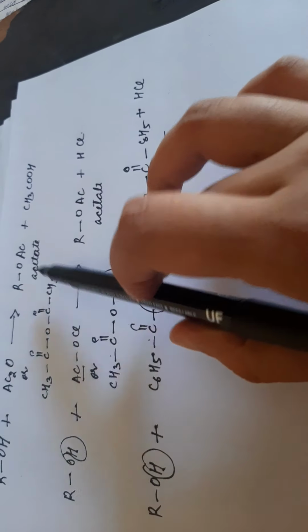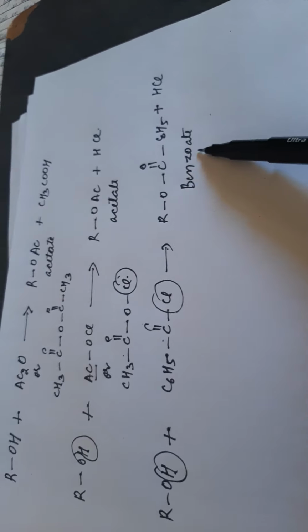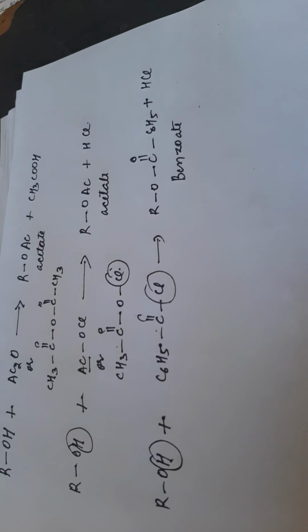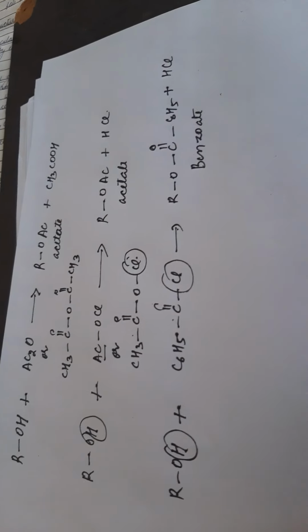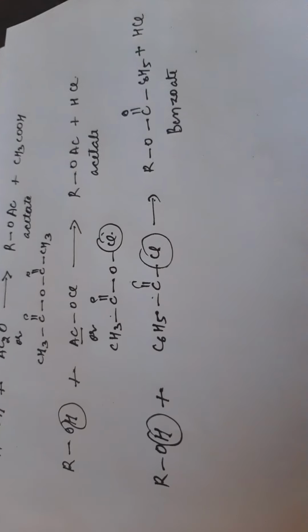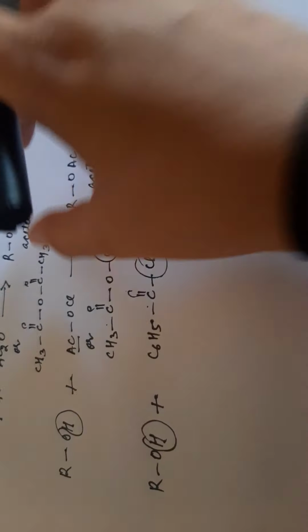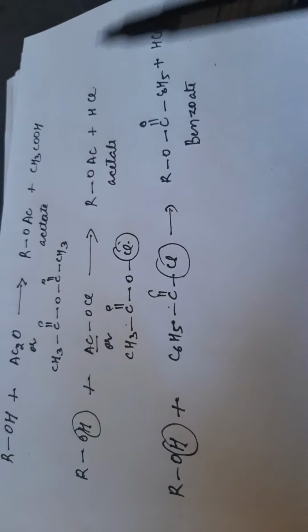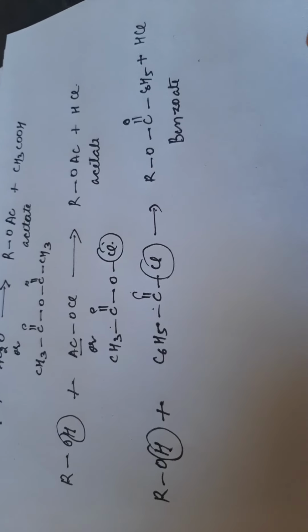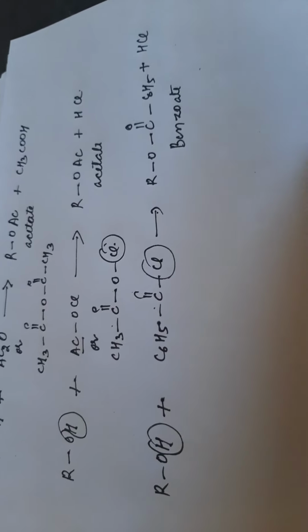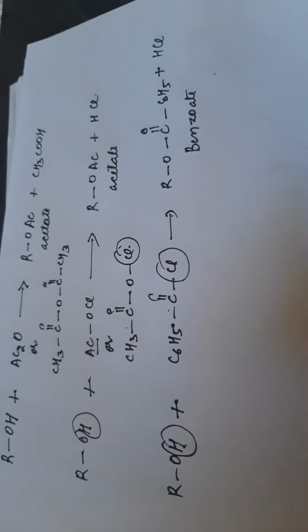If the formation of acetate or benzoate is taking place, then we can say that the terpenoid contains the hydroxyl group. So suppose we have done this test and it comes out to be negative, that is, no formation of acetate or benzoate takes place, it means that the oxygen present in the terpenoid may be in another form.